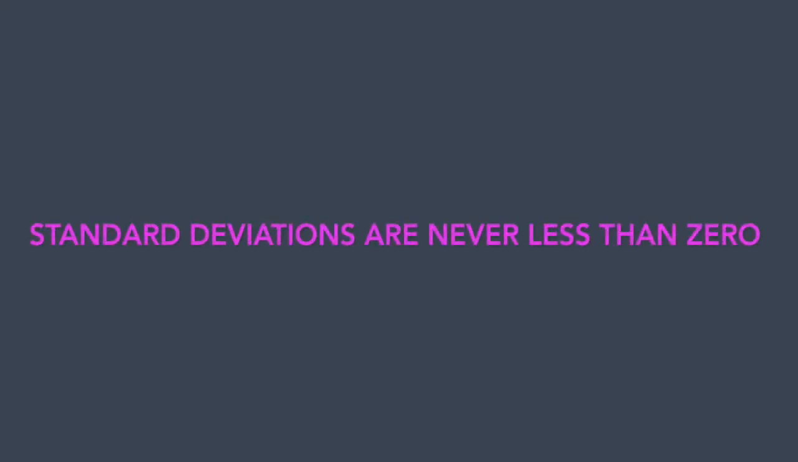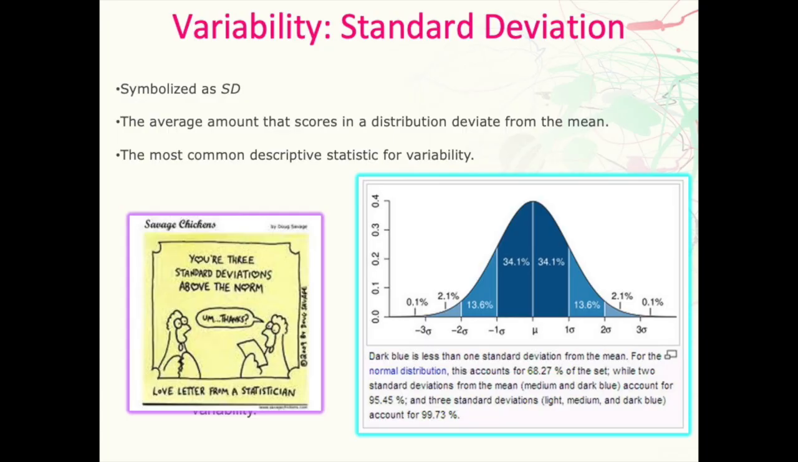Standard deviations are never less than 0 because you can't have less than 0 variability. So it's important that you understand two things about that. The first is that if you do a standard deviation calculation and get a negative number, you have done your calculation wrong. It is impossible to get a negative number. The other thing you should note is the idea that you can't have less than 0 variability. The reason is because things either vary or they don't. There's no such thing as negative variance.